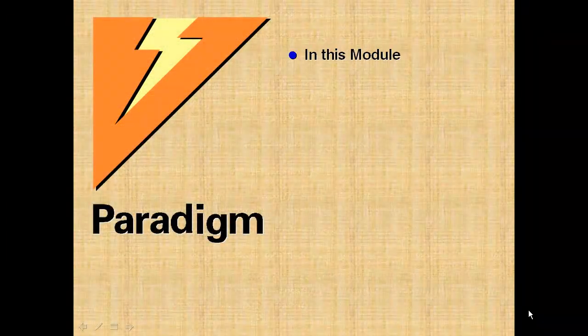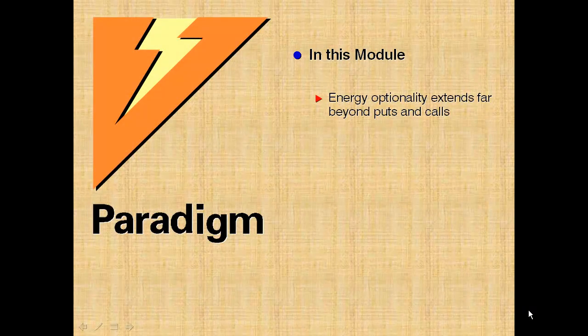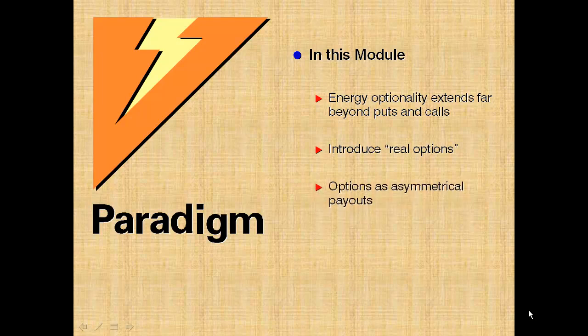In this opening segment, we'll see that in the energy business, the option concept extends beyond the conventional put and call. In energy, we deal with so-called real options. An option, we'll see, doesn't only take the form of the right to buy or the right to sell. An option is any position with an asymmetrical payout, something very common in the energy business. This asymmetry increases the odds of making a profit, and therein lies the value of an option.